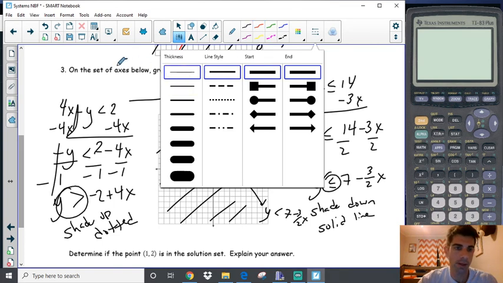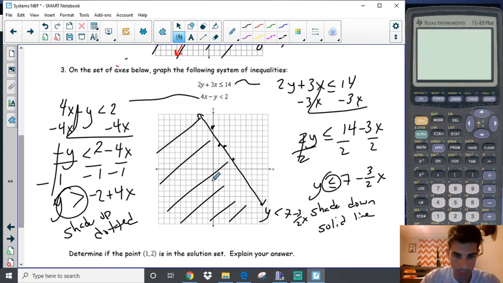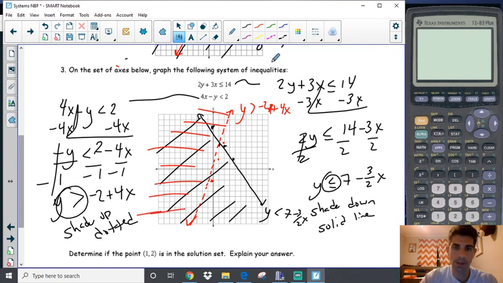We'll do the other guy again in red. Now I'm doing it by hand, but again, you can use your calculator. It'll probably be a lot easier. This guy is going to be dotted. Y is greater than negative 2 plus 4x. If you have 4x minus 2, it's the same thing. This one is going to shade up like that. And I would mark the solution area where the red and the black crosses with an S.